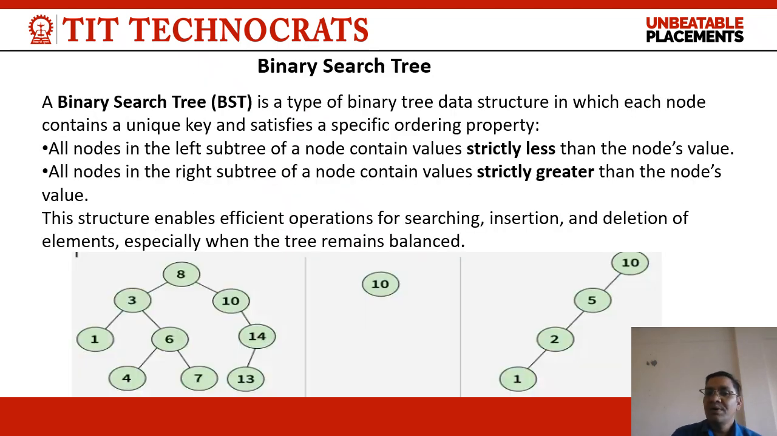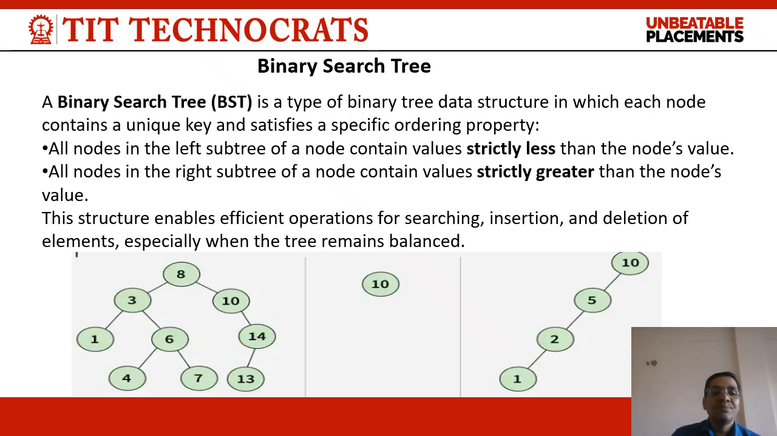There are different types of trees. One kind of tree is the binary search tree, which is used for searching operations in a binary tree. A binary search tree is a type of binary tree data structure in which each node contains a unique key and satisfies a specific ordering property.